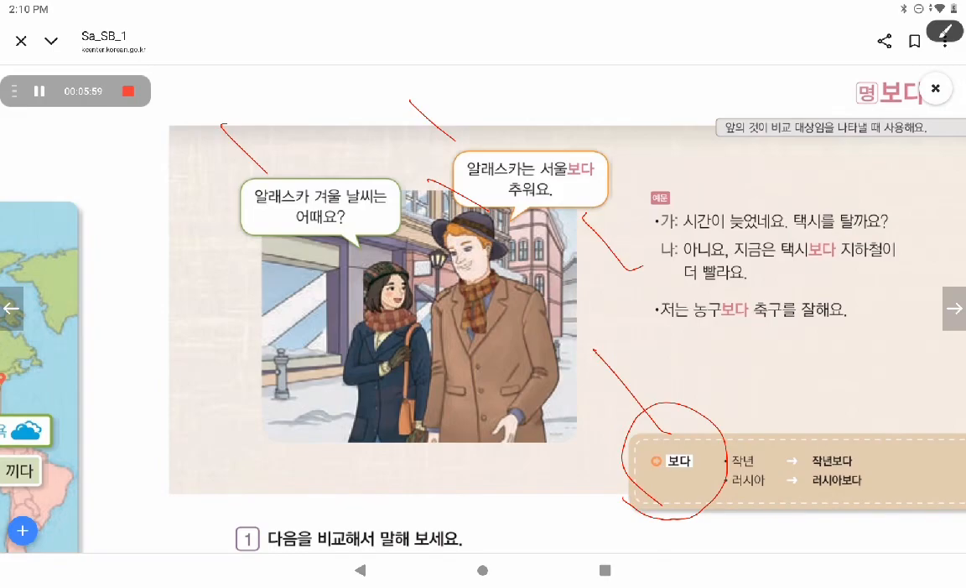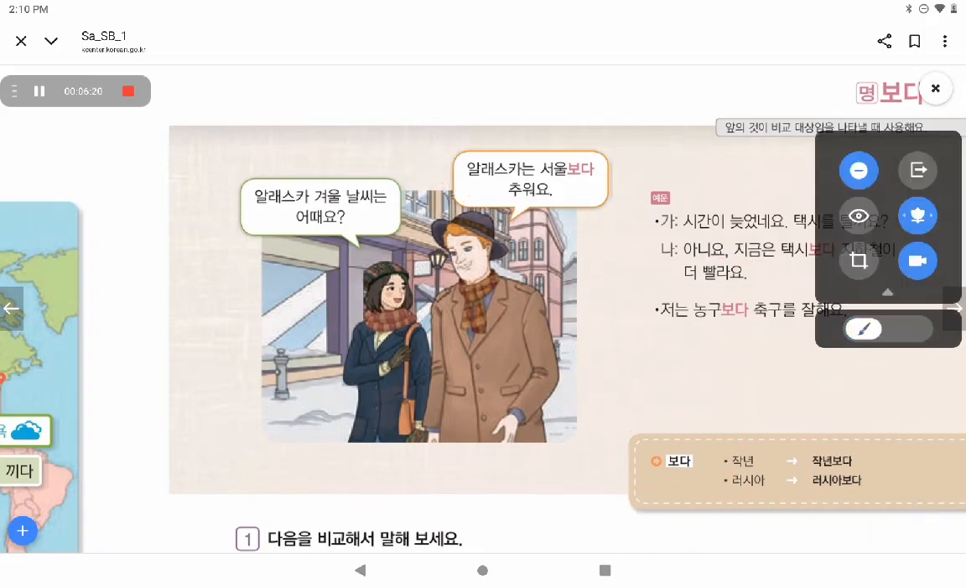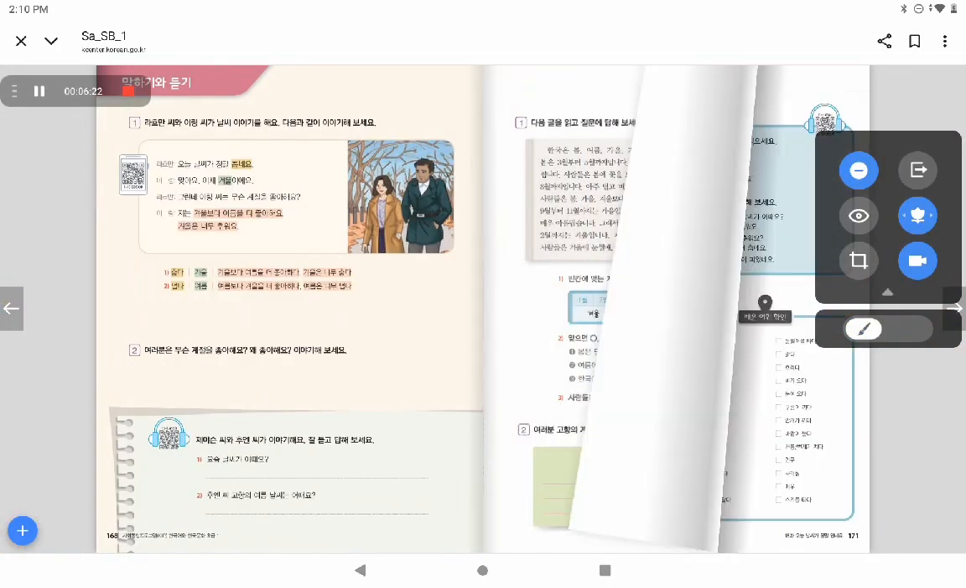저는 농구보다 축구를 잘해요. I am better at soccer than basketball. When we're comparing two different things, you use 보다. Okay? 작년보다. 올해보다. Okay? So there is no condition for words ending with consonants and vowels.